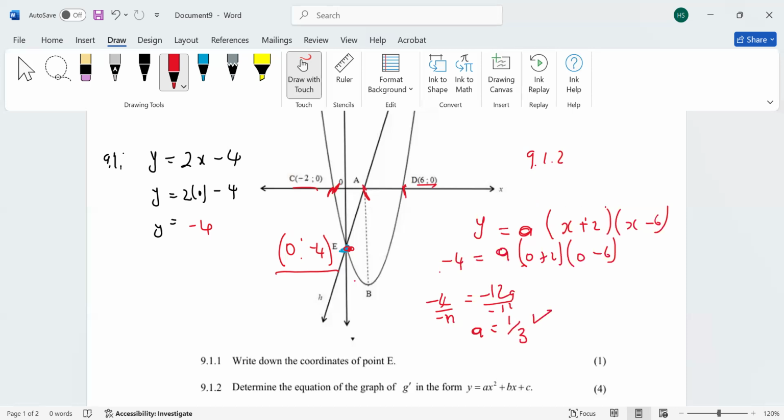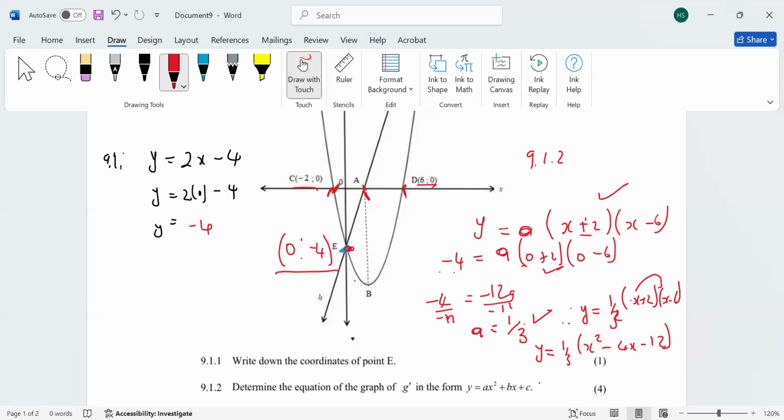Where are you going to get your marks here? Substituting the 2 and 6, we get a mark. Substituting minus 4, we get a mark. Getting a, we get a mark. Therefore, y is equal to 1 over 3 times (x plus 2)(x minus 6). We're not done. We foil: y equals 1 over 3 times (x squared minus 4x minus 12). Multiply everything by 1 over 3.